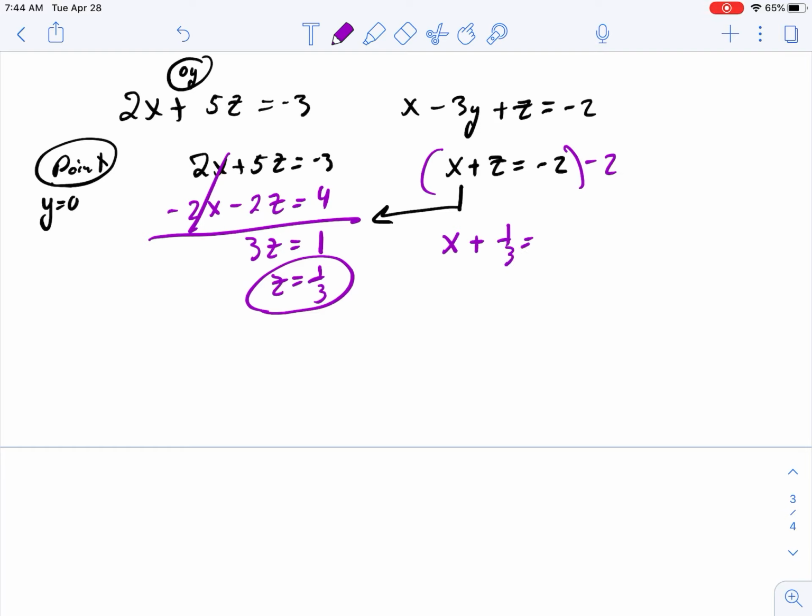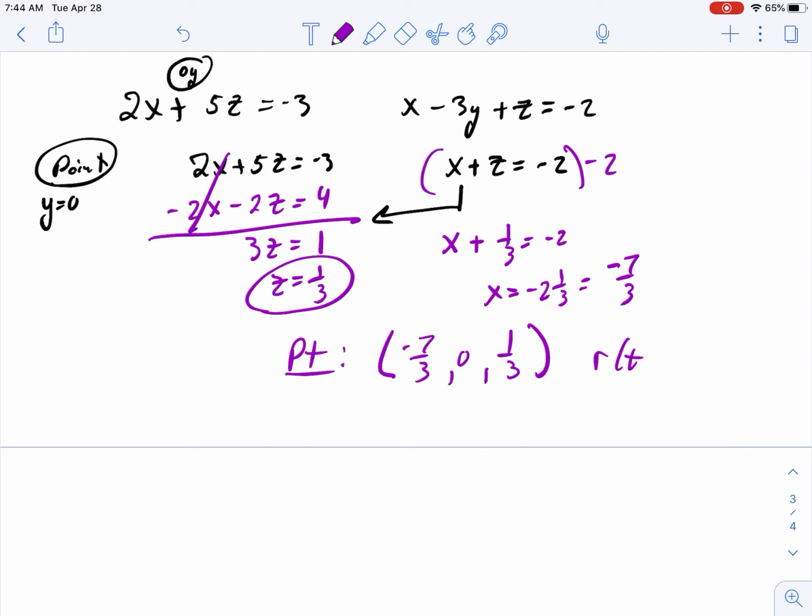Okay, and let's come back here. So x plus 1/3 equals negative 2. x would be negative 2 and 1/3, or negative 7/3. So my point is x negative 7/3, 0, and 1/3. Okay, so there's the point on RT. At least one point. Keep in mind there are millions of these, but we just found one that came out easy.